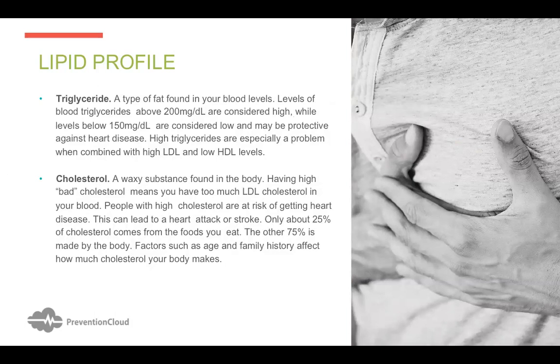Some more lipid profiles, your triglycerides. These are also a lipid, but these have a lot to do with sugar. They're related as well. It's a type of fat found in your blood. Typically, we want this to be less than 150. Sometimes you can see these higher. I've seen these super high, and a lot of that has to do with how much sugar and fast food you're eating.